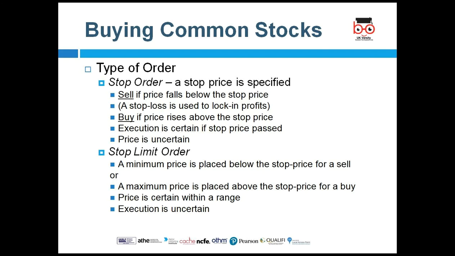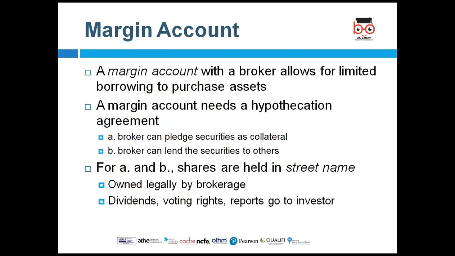Stop limit order. A minimum price is placed and a maximum price is placed. The price is certain within the range. We can give them a range, but the execution can be uncertain.